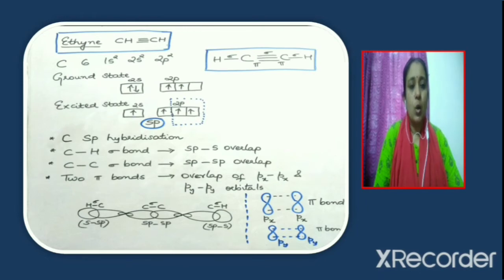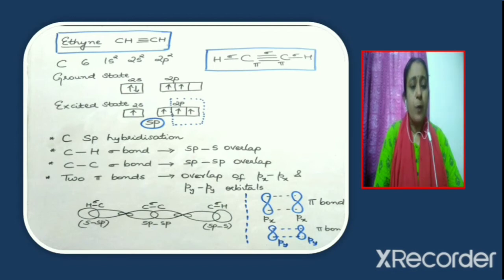Now let us see how the carbon-carbon sigma bond is formed. It is formed by the overlap of the sp hybrid orbital of one carbon with the sp hybrid orbital of the other carbon atom. And the CH sigma bond is formed by the overlap of the sp hybrid orbital of carbon with the s orbital of hydrogen.